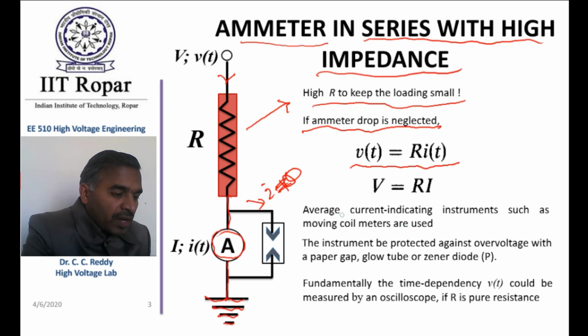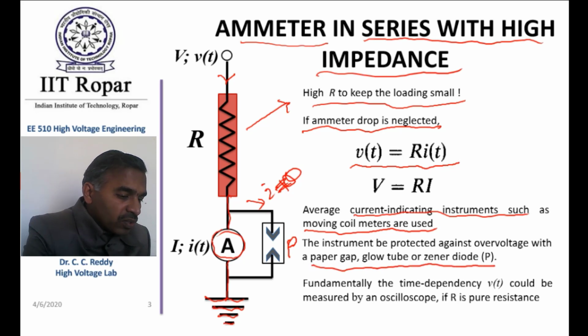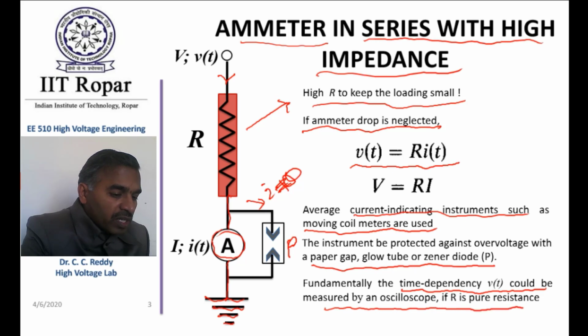Now, average current indicating instruments such as moving coil meters are used for this purpose. The instrument is to be protected. This is the protective device. It may be a paper gap, a glow tube, or a Zener diode, which have voltage limiting characteristics. Now, fundamentally, the time dependency V of t could be measured by an oscilloscope, provided R is a pure resistance. Let us see what is the effect of R in the next few slides.